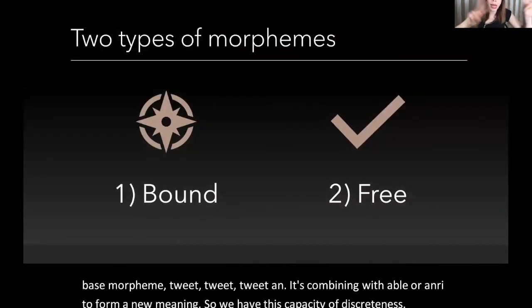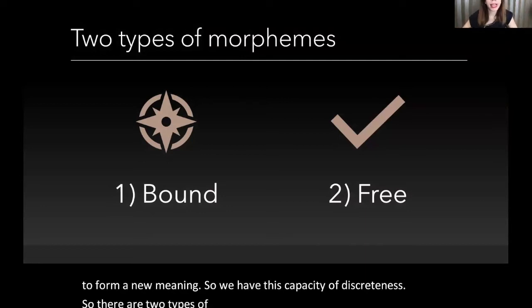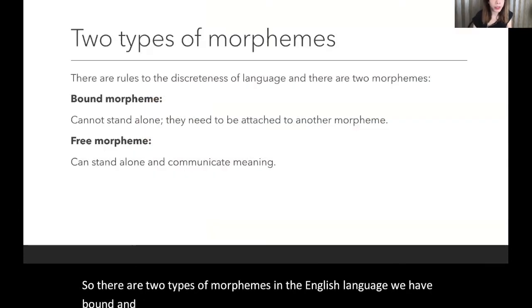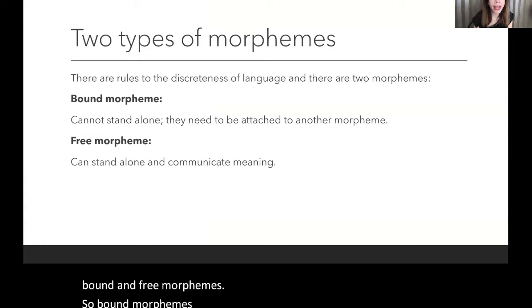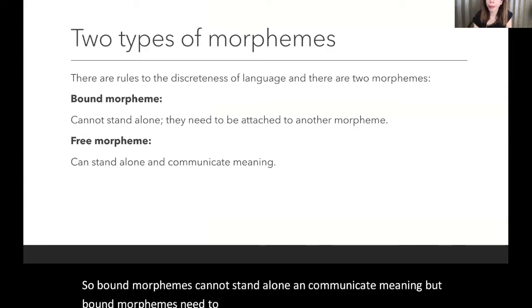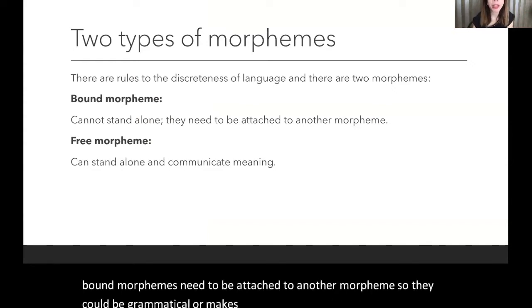So there are two types of morphemes in the English language. We have bound and free morphemes. Bound morphemes cannot stand alone and communicate meaning. They need to be attached to another morpheme so they could be grammatical or make sense. A free morpheme can stand on its own and communicate meaning.